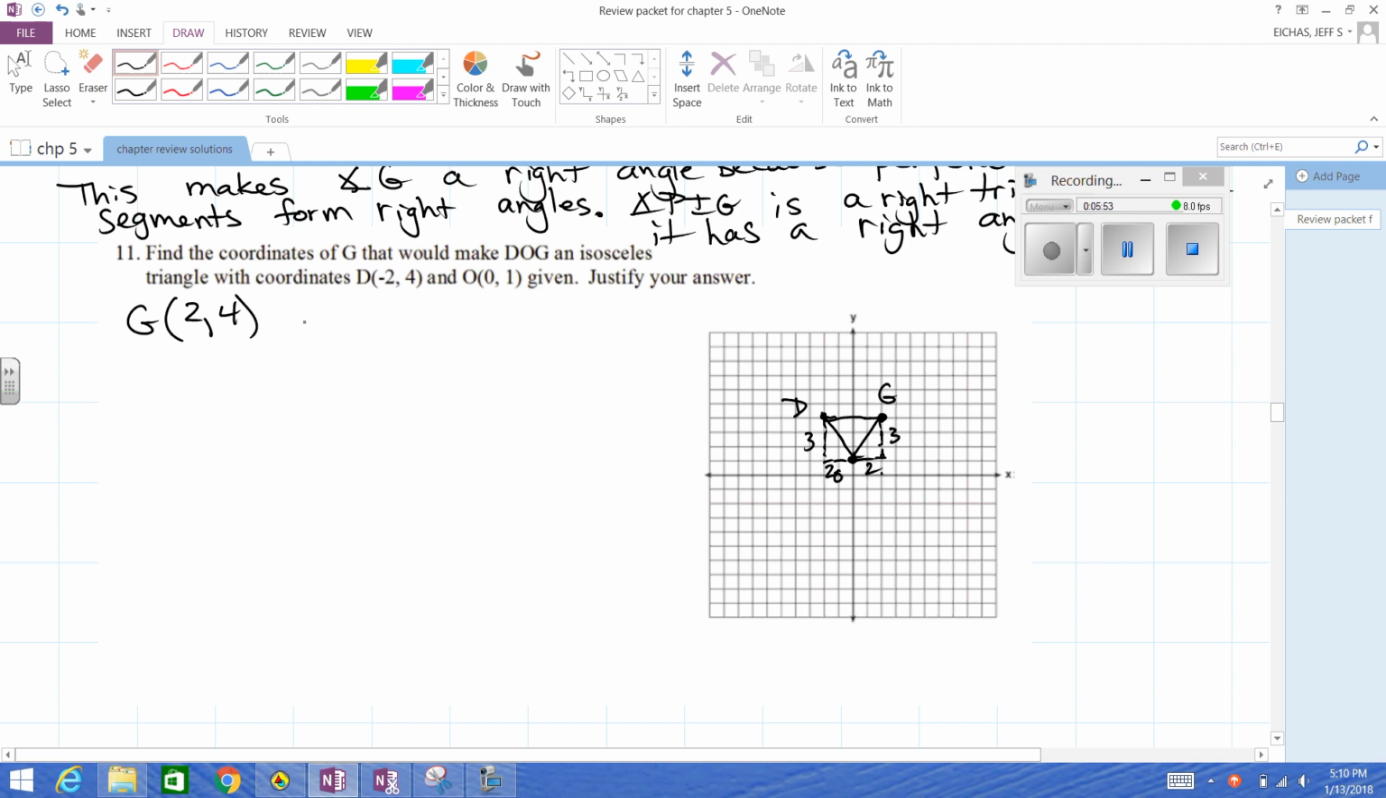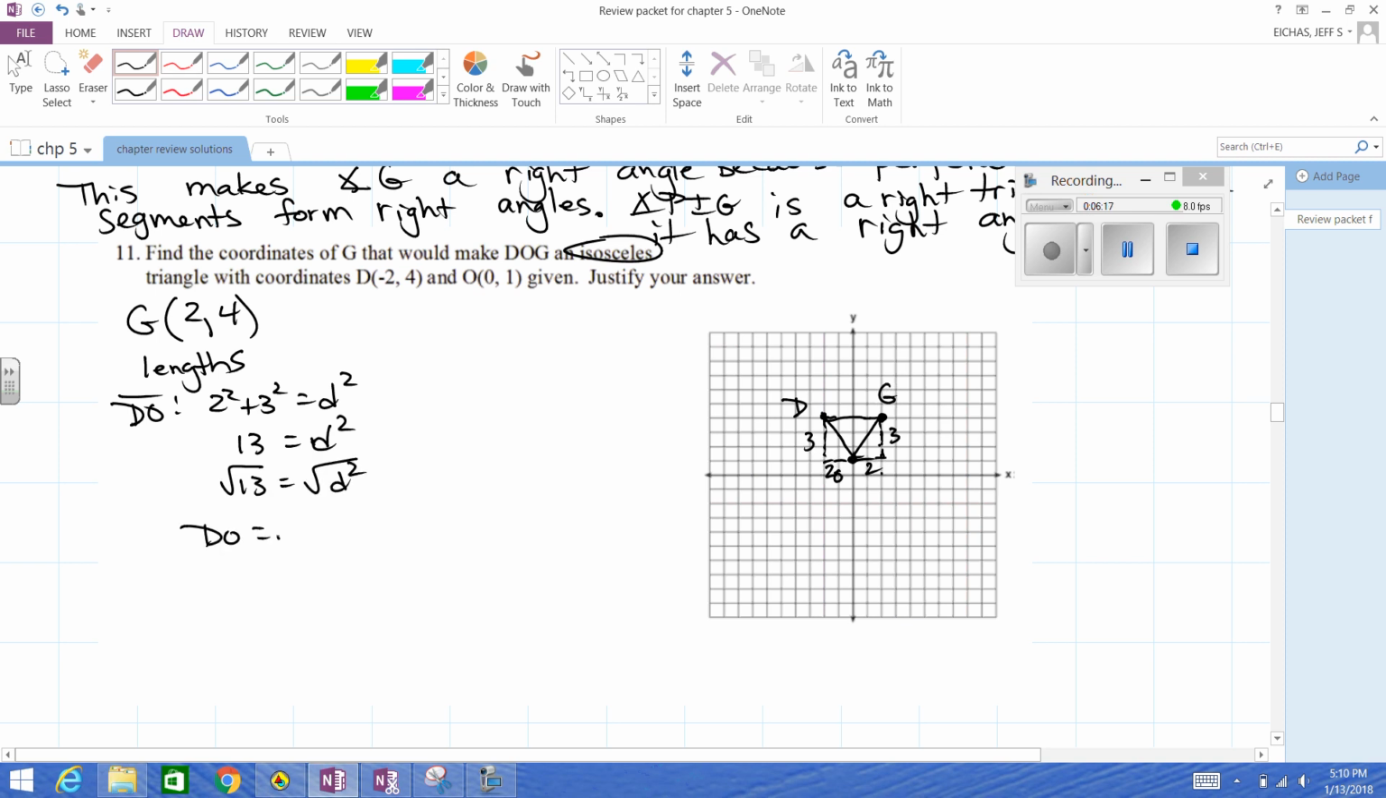Let's see. For isosceles, I think you want the lengths of the sides. So DO. We're going to calculate that. It's going to be the square root of 13. 9 plus 4 is 13.